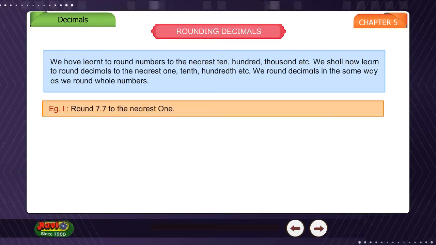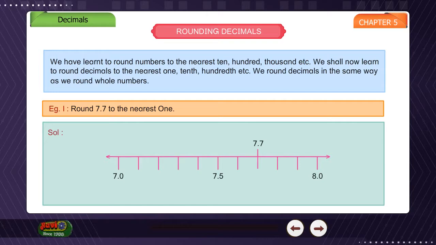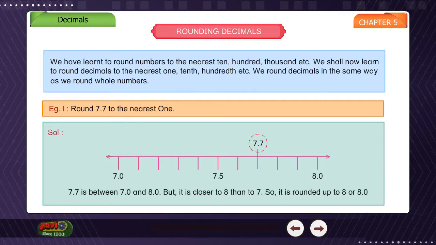Example 1. Round 7.7 to the nearest 1. Solution. 7.7 is between 7.0 and 8.0, but it is closer to 8 than to 7. So, it is rounded up to 8 or 8.0.